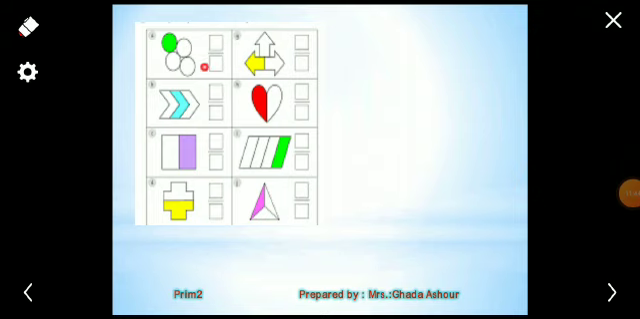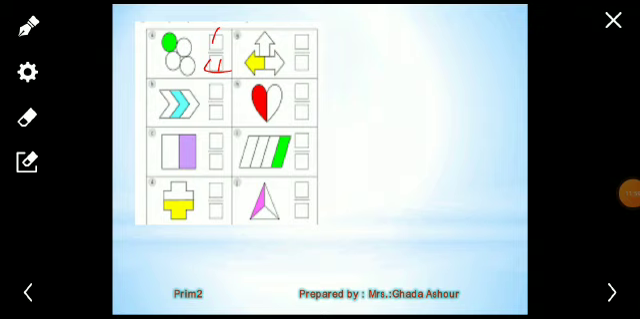So how many parts? How many equal parts? 1, 2, 3, 4. So down we will write 4, but just one colored part. So it's 1 over 4. Okay, yes.